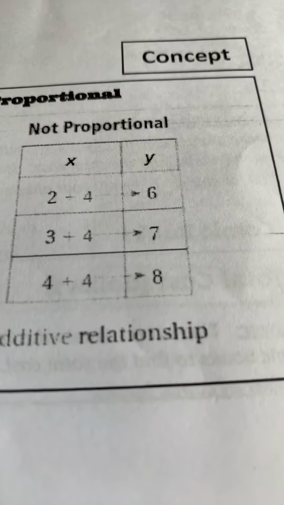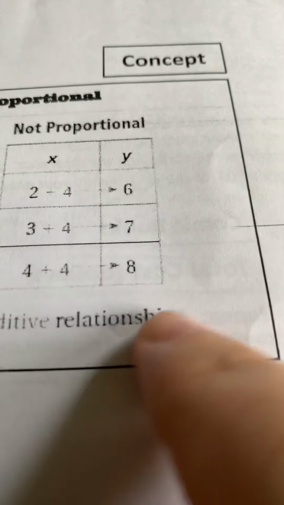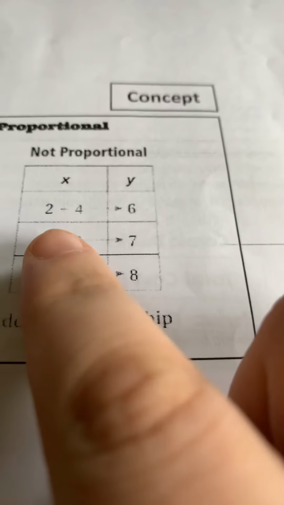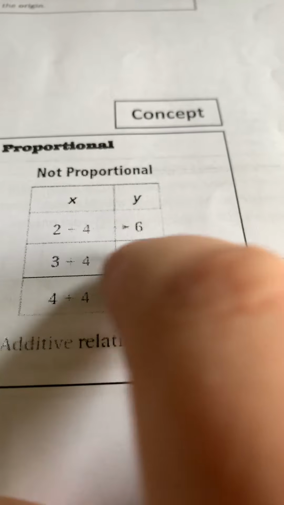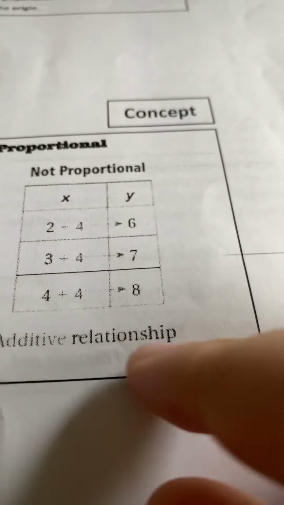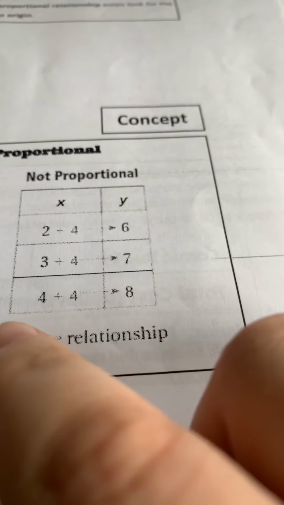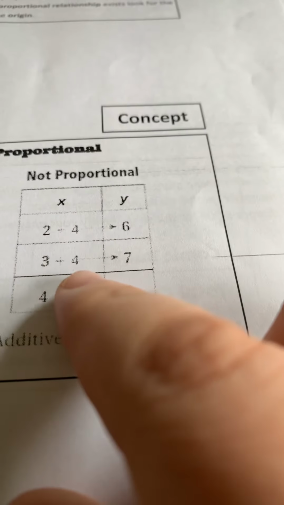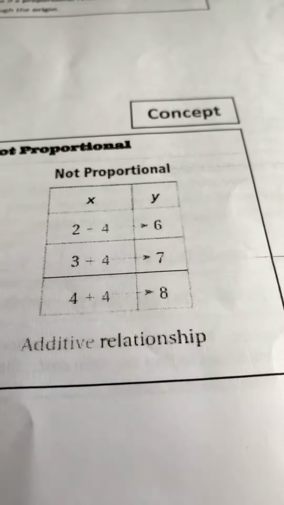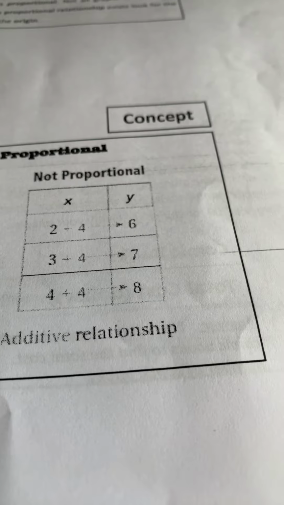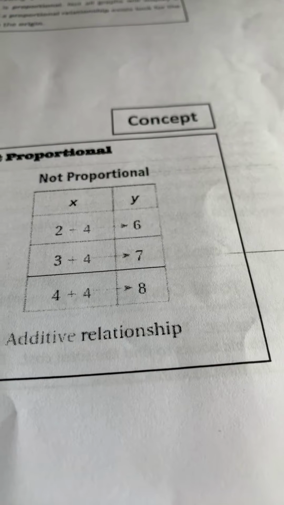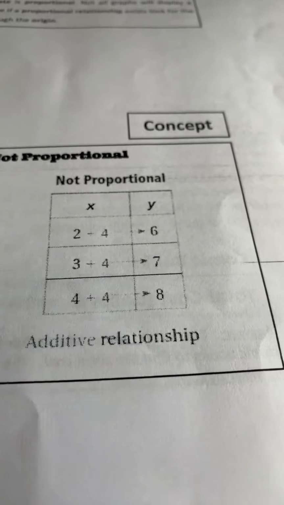Same thing over here. If I have the ratios 2 to 6, 3 to 7, 4 to 8, this is not a proportional relationship, because I can't multiply by the same thing. I could multiply 2 by 3 to get 6, but 3 times 3 is 9, and we're not going to get 7. 4 times 3 is 12. This is where we're adding 4. That's an additive relationship. We're not going to be able to show a proportional relationship.